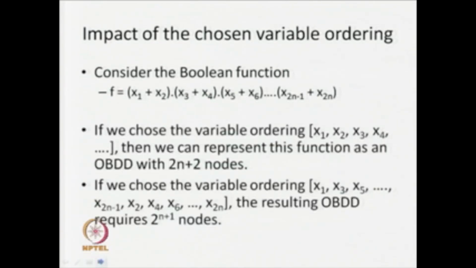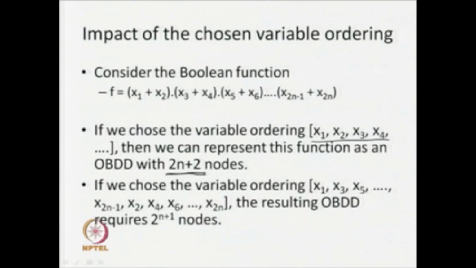Now, in this particular case, if we choose the variable ordering x1, x2 up to xn, x2n, so this is one particular variable ordering, then we can draw the BDD for this function, and the ordered BDD will have 2n plus 2 nodes, as we will see. No more reduction is possible, and we can say that this is the reduced ordered binary decision diagram.